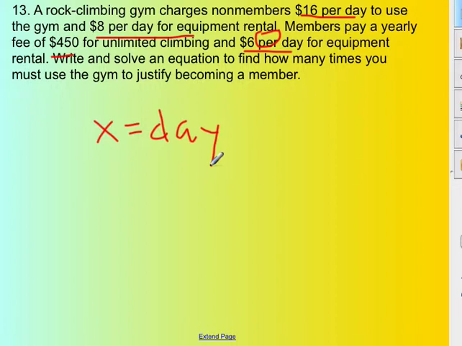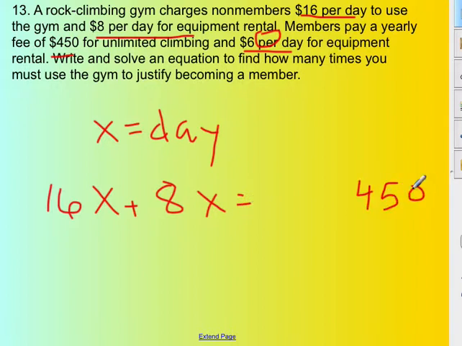Now we're talking about a non-member. For every x day the non-member goes, they have to pay $16 to get in, as well as $8 for the equipment rental. Now the member is paying that one-time fee of $450. Then we have x days that they have to pay $6 for equipment rental. So now all we have to do is solve this.